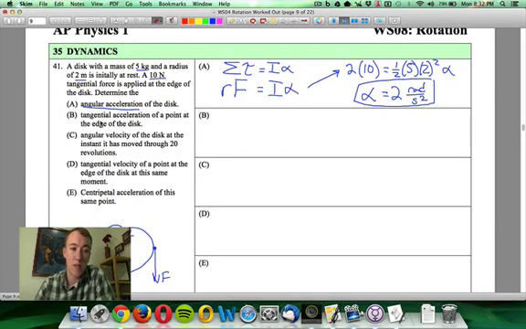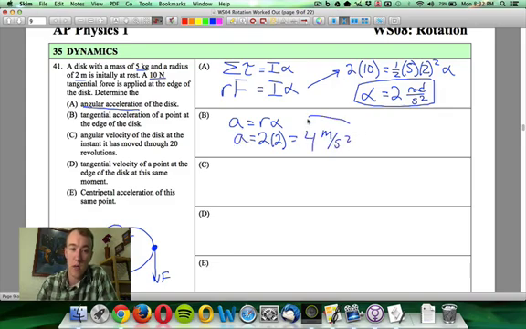Next up, part B says find the tangential acceleration of the point at the edge of the disk. So for a point down here at the edge of the disk that's r distance away, that tangential acceleration is going to be equal to the radius times the angular acceleration. So this is a radius of 2, our angular acceleration was 2. We end up with a tangential acceleration of 4 meters per second squared. Remember, anytime we have one of the rotational kinematic variables, we can multiply it by the distance from the center of the axis of rotation. We get that tangential component there.